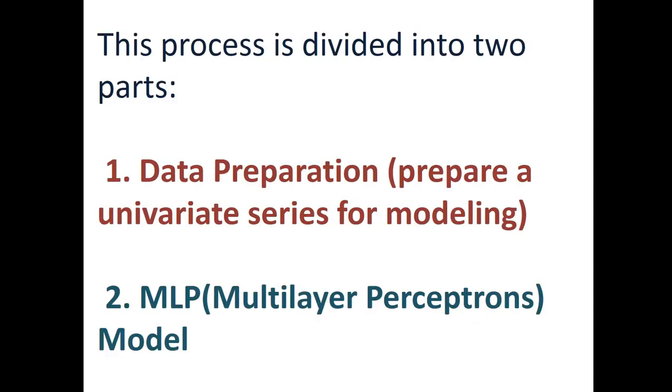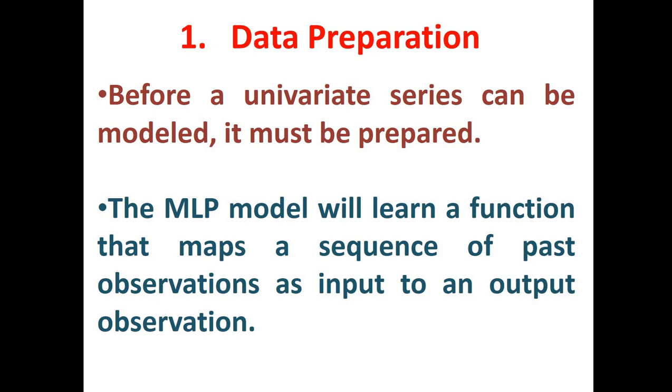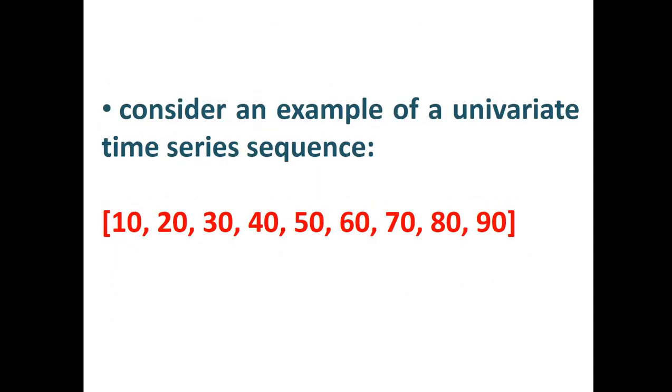So this process is divided into 2 parts: the first is called data preparation and the second is the MLP model, the multi-layer perceptron model. I begin with the data preparation. Before any series can be modeled, it must be prepared, that is called data preparation. And the model will learn a function that maps a sequence of past observations as input to an output observation. A function is going to do this.